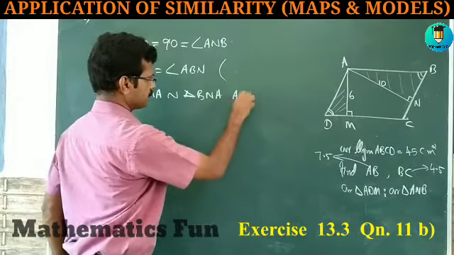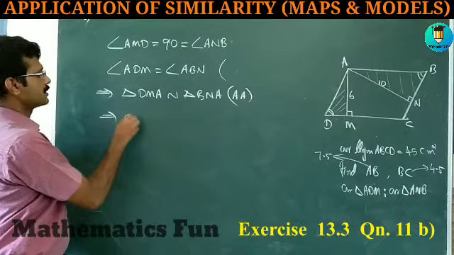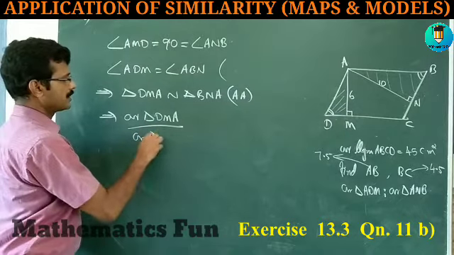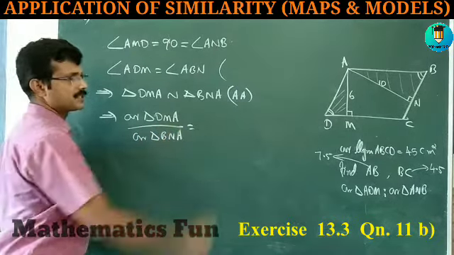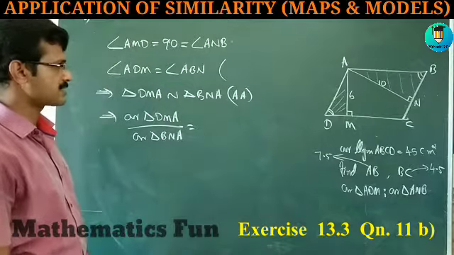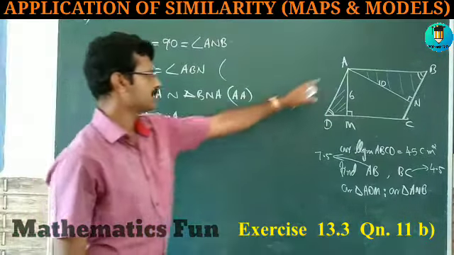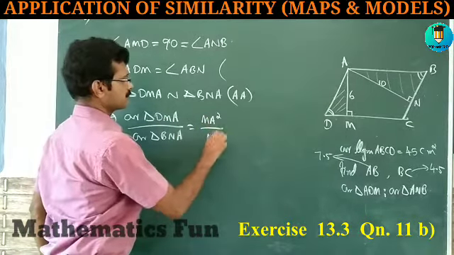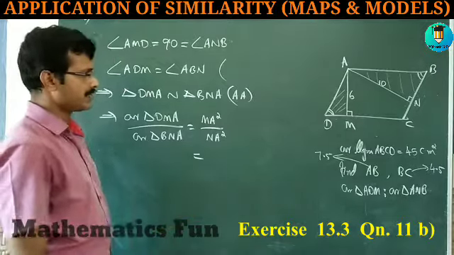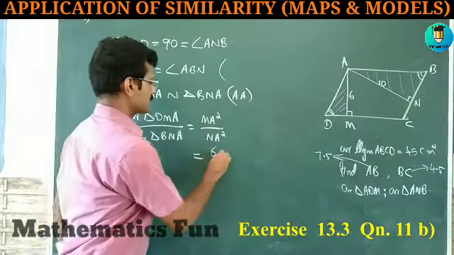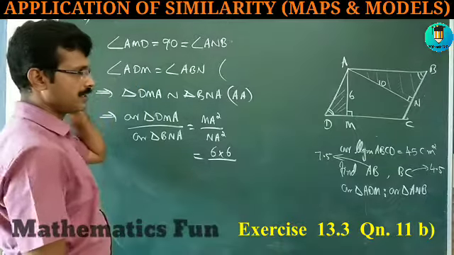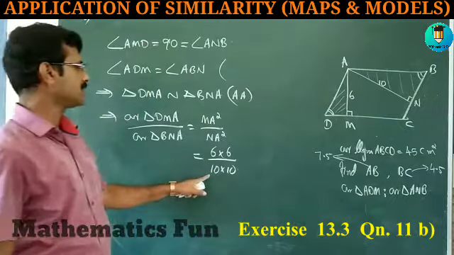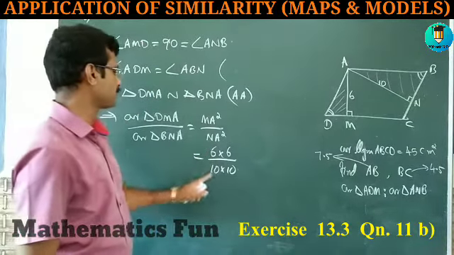By AA theorem, this implies area of triangle DMA by area of triangle BNA is equal to the ratio of squares of their corresponding sides. So I am taking MA square by NA square and substituting. MA is 6, so 6 into 6, divided by NA is 10, so 10 into 10. I can cancel with 3, with 2 three times, 2 five times.